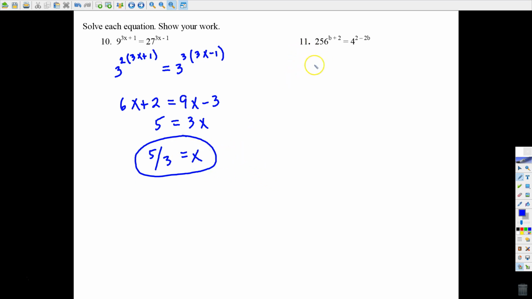Okay, this number 11 is similar. I'm going to represent 256 using 4 to the 4th power.